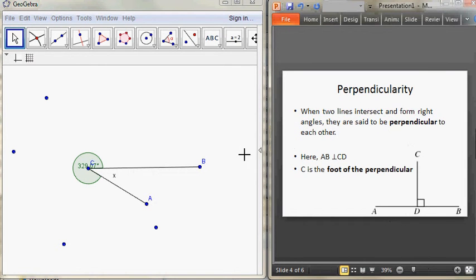Perpendicularity. When two lines intersect and form right angles, they are said to be perpendicular to one another. So here we have line segments AB and CD. So AB is perpendicular to CD. When you see the square right there at the vertex, that means it's a right angle. We can also say that C is a foot of the perpendicular to AB. So C is the foot of the perpendicular.